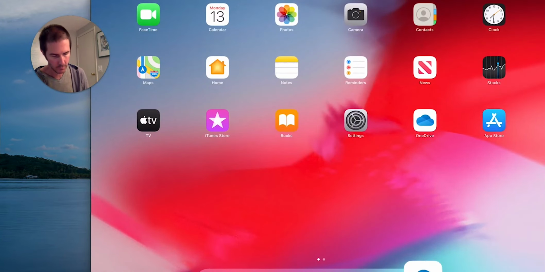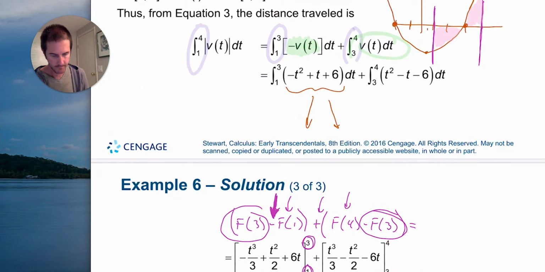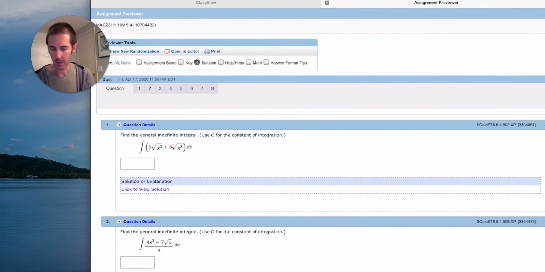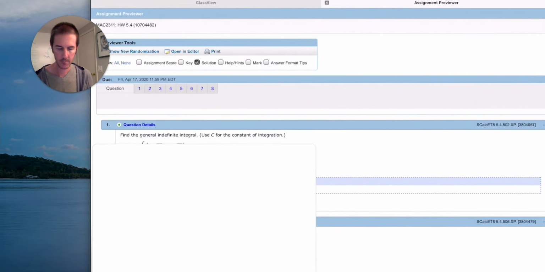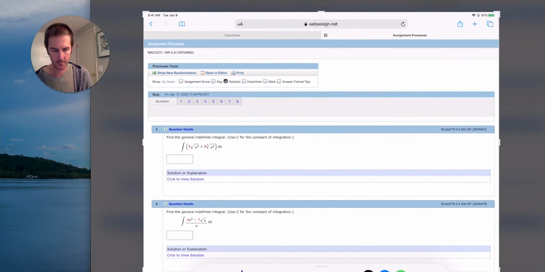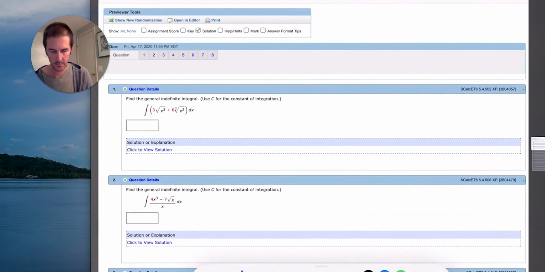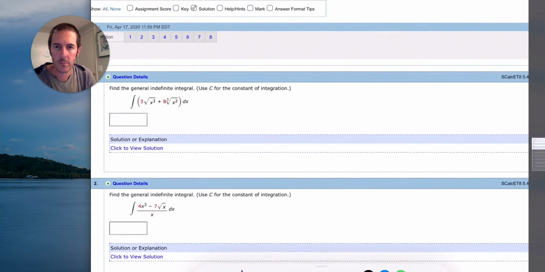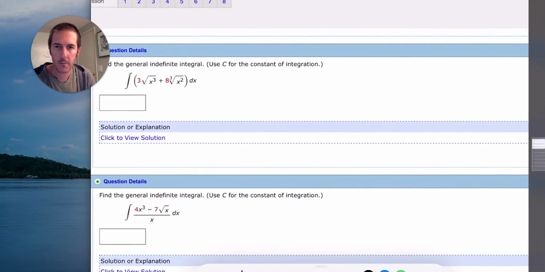Oh, hello. Where are those example problems? I might have to go into here. Yes. There we go. Let's zoom in a little bit.